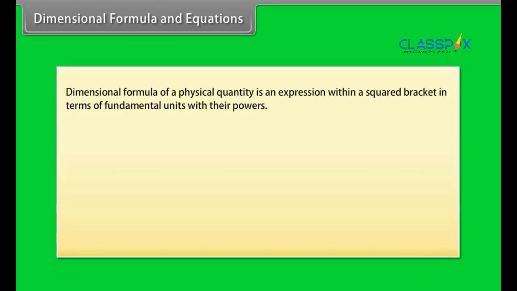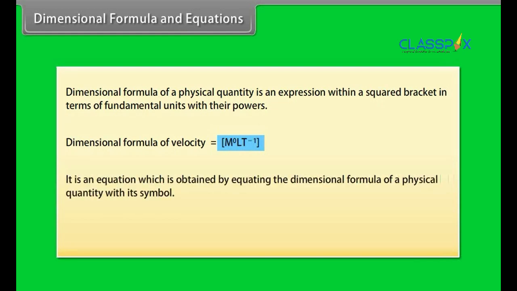Dimensional formula and equations. Dimensional formula of a physical quantity is an expression within a square bracket in terms of fundamental units with their powers. Let us take an example. Dimensional formula of velocity is equal to [M^0 L T^-1].